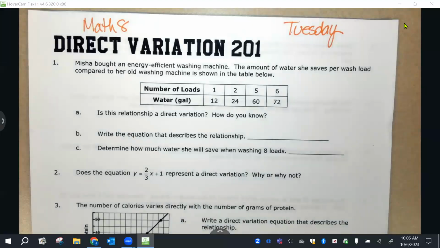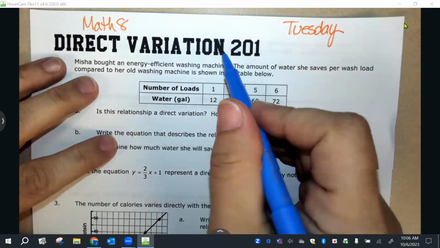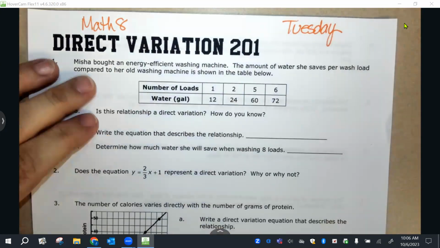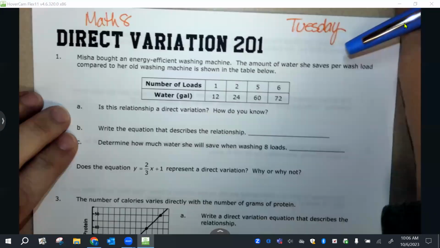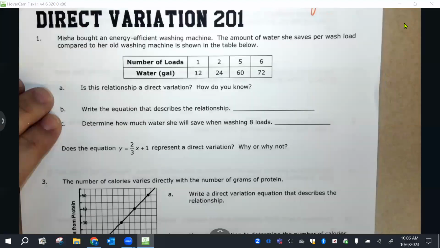All right, for today, I don't really have a lesson, so we're just going to go ahead and look at the homework. I'm going to get y'all started and do a couple with you, so make sure you're paying attention, you're showing your work and doing all those things. But let's get started. So everyone should have the paper titled Direct Variation 201. Looks similar to yesterday's. So let's start by looking at number one.